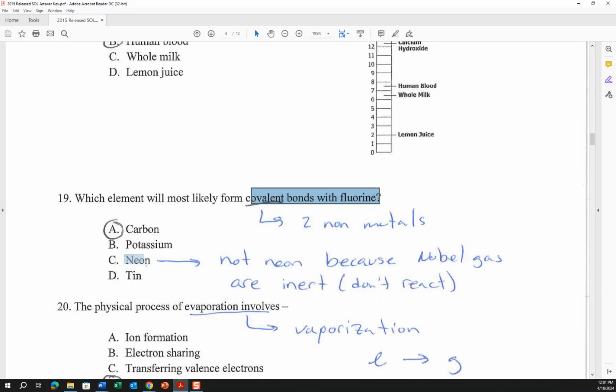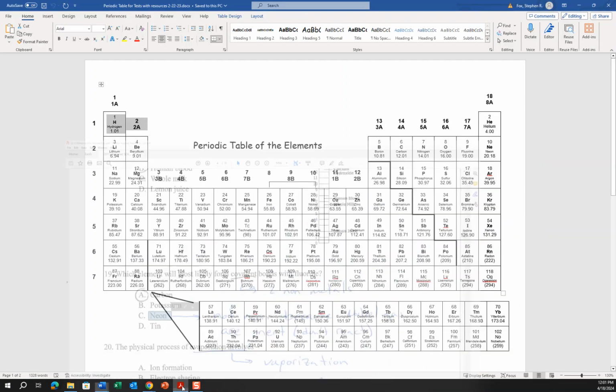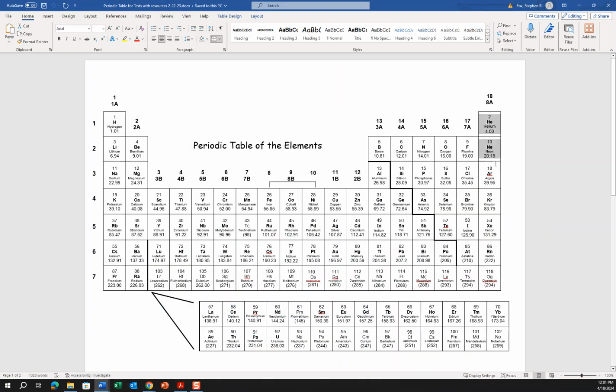Neon is a noble gas. It doesn't react. Okay. So remember, these guys don't react. So you want to pick a nonmetal, and neon is a nonmetal, but you want to pick a nonmetal that doesn't have a noble gas electron configuration, because those don't react because they already have the right number of valence electrons to be stable.